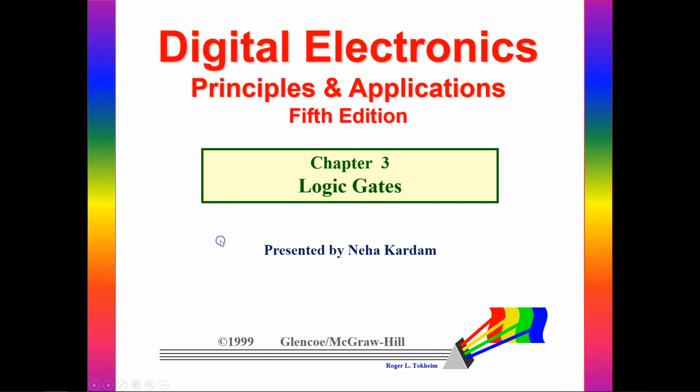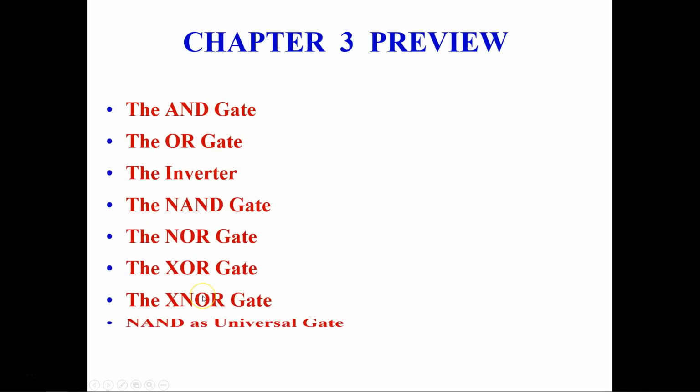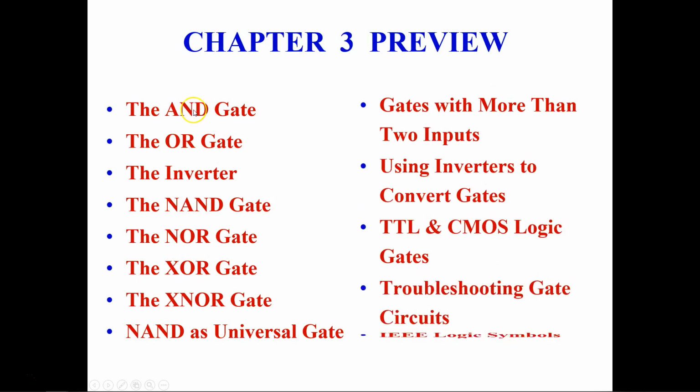So let's begin with the preview of the lecture. These are the topics which we are going to cover in this lecture. We're going to cover different types of logic gates, as you can see here: AND, OR, inverter, NAND, NOR, XOR, XNOR, NAND gates, and then further gates with more than 2 inputs, using inverters to convert gates, and then TTL and CMOS logic gates, troubleshooting gate circuits, and then IEEE logic symbols. Now let's start with the AND gate.